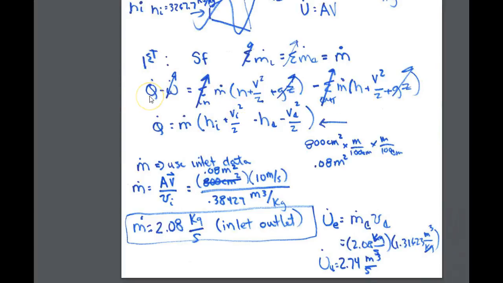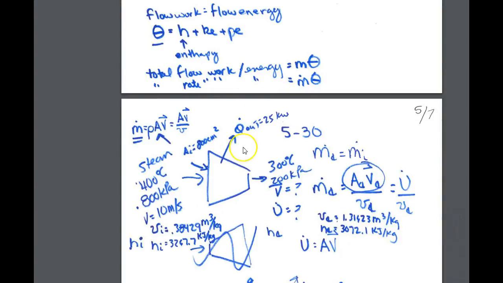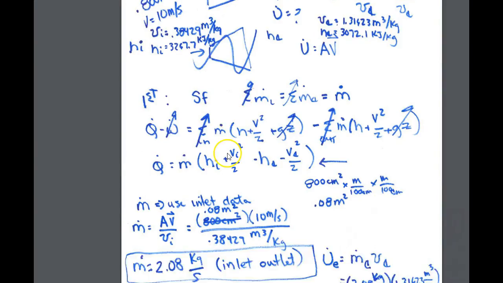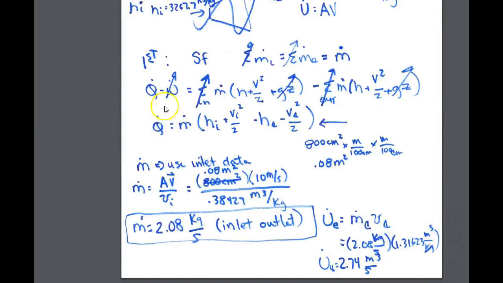We do know what Q dot is. We're told that we lose heat at a rate of 25 kilowatts. And so we can rewrite this equation, say Q dot is equal to M dot.